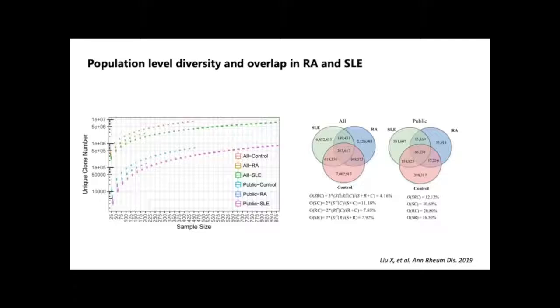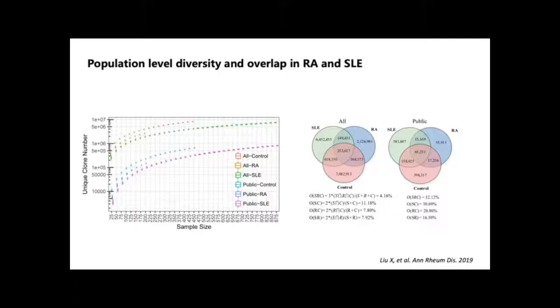So then we did a larger scale project. This project includes more than 800 SLE samples, all of them with T-cell receptor repertoires generated, more than 200 RA samples, and almost 500 healthy controls. From the population level T-cell receptor repertoire, we first did a rarefaction analysis.